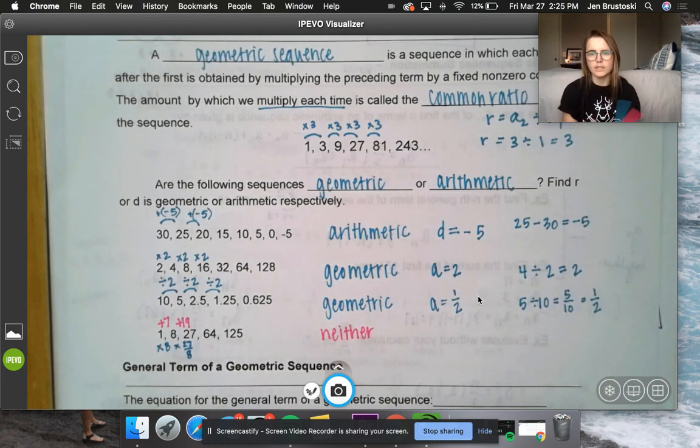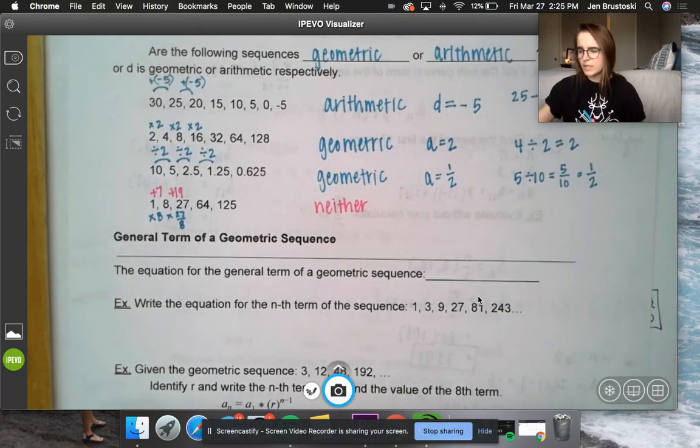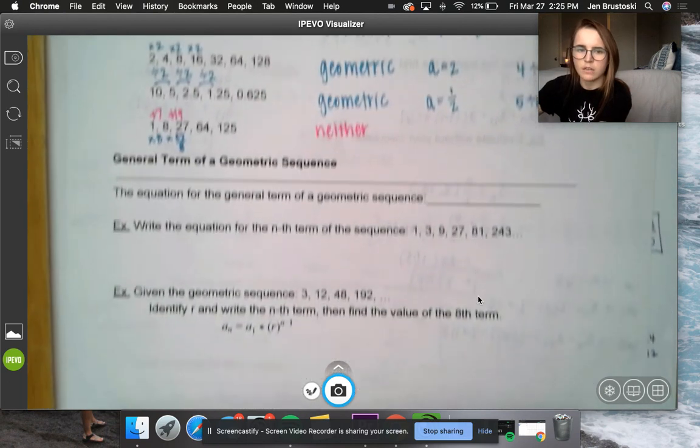Okay, so that's how we tell the difference between arithmetic and geometric and find A. All right, moving on here, we want to find the general term. We did this with arithmetic sequences. The only difference is going to be the equation.